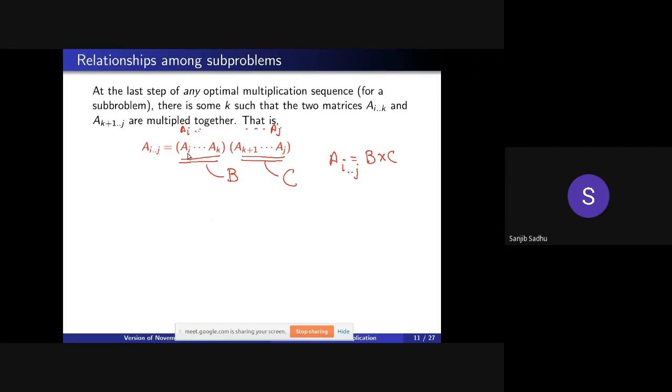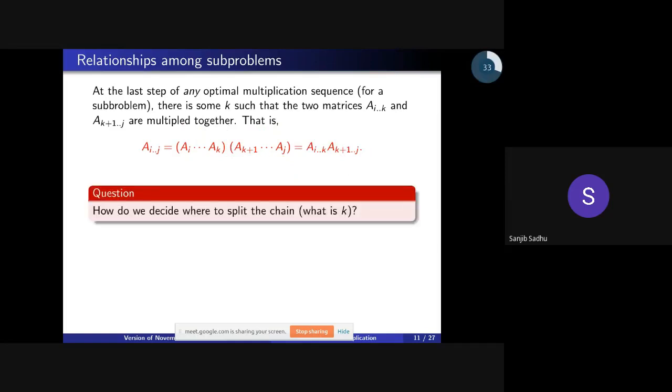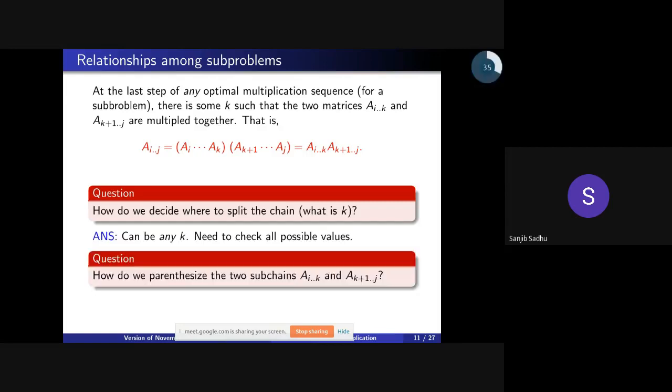Then finally you will multiply b by c to obtain a i..j. Now, where you are doing this partitioning, why did you not take it somewhere else, this to this and this to this? That means there is some rule. So how do we decide where to split the chain? What is the k? It can be any k, so we need to check all possible values.